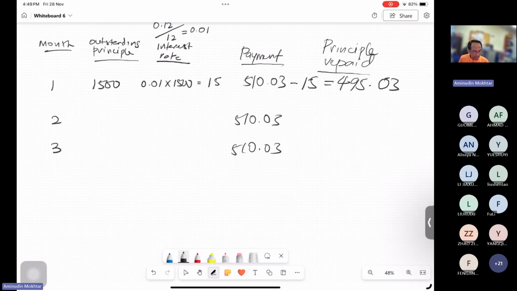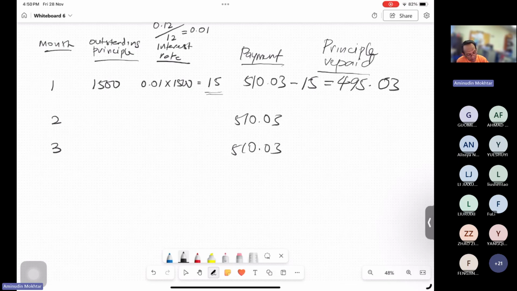In other words, this table shows that from the total repayment of 510, 50 ringgit is profit for the bank. For that particular month, the first month, you only pay your principal. The total amount of principal that you pay in the first month is $495.03.